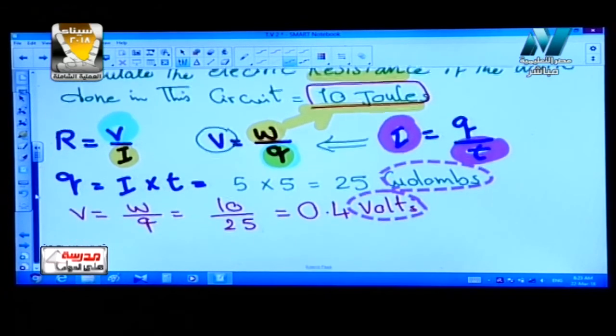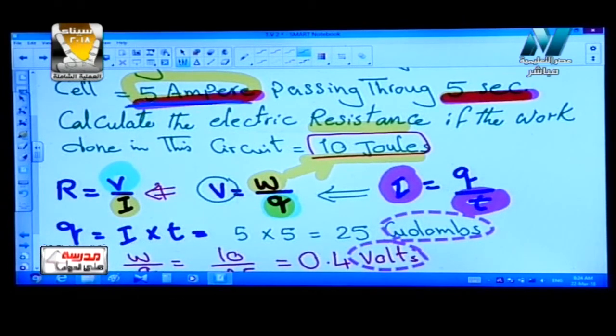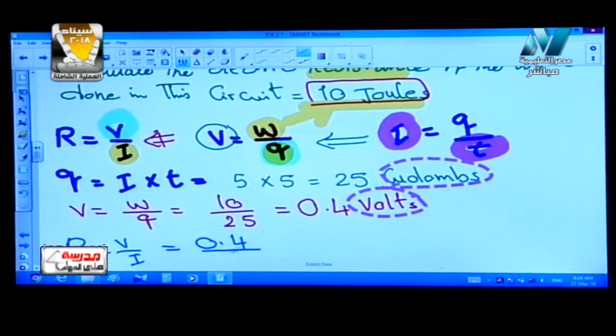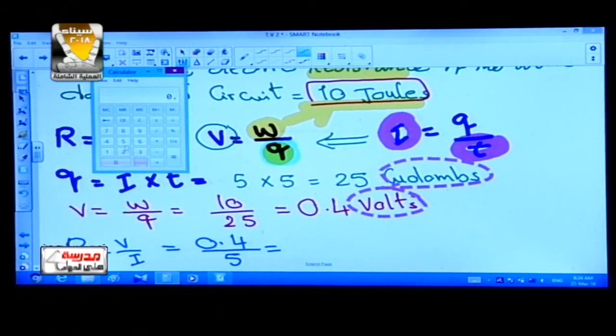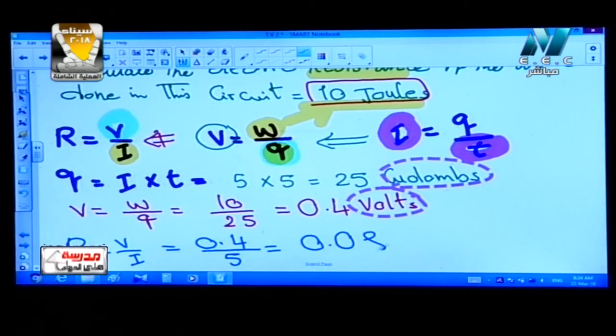And then we will go to the third mathematical law. We have R equals V over I. V is 0.4 and I equals 5 ampere, as we said, right? So over 5. Back to the calculator: 0.4 over 5 equals 0.08. So I will write 0.08, and don't forget to write the measuring unit, ohm.